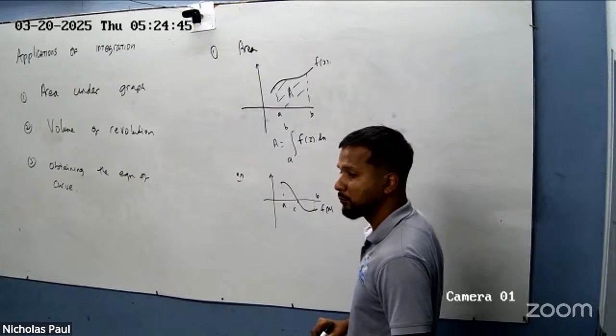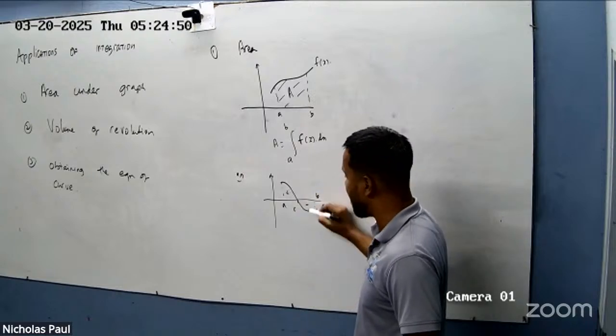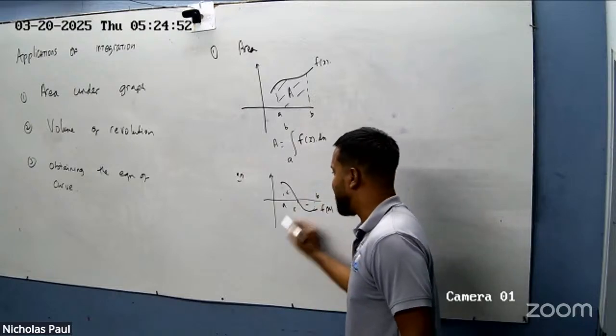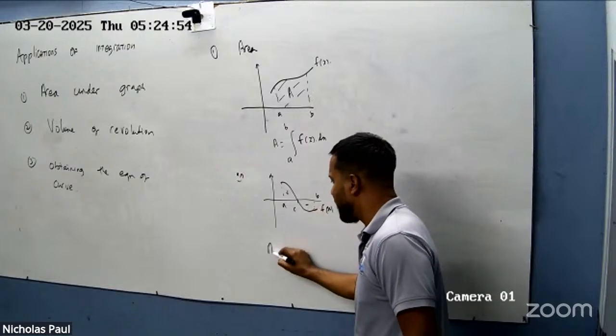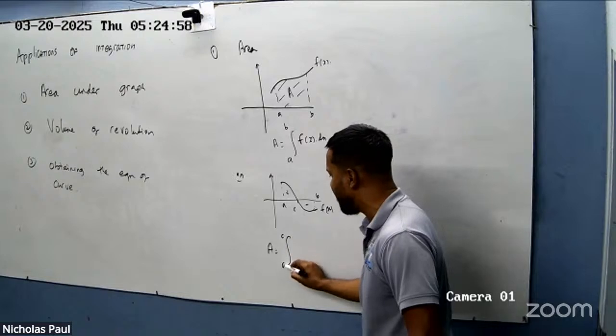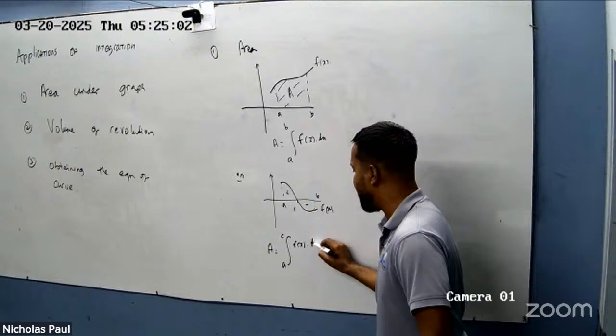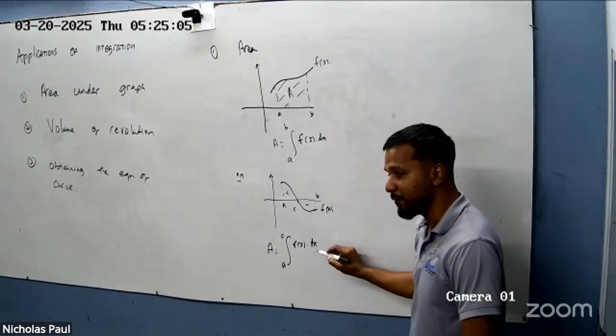The area above the axis will always give you a positive answer. The area below is negative. So to get the total area here, we integrate f of x between C and A, and then we don't add it, we minus it.